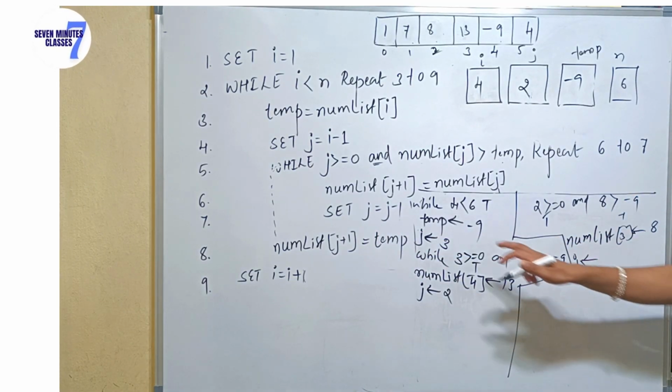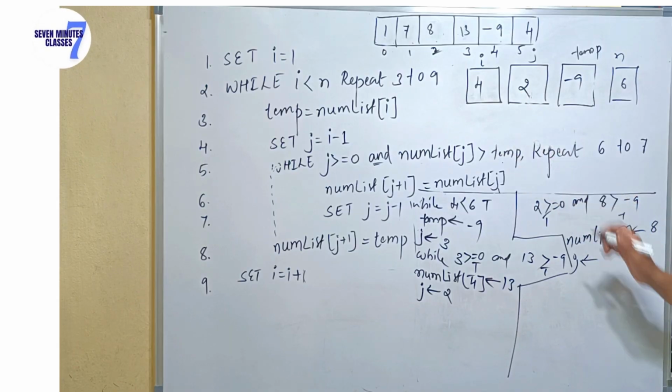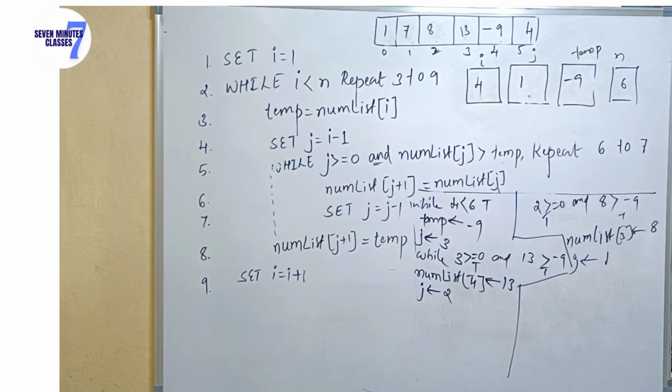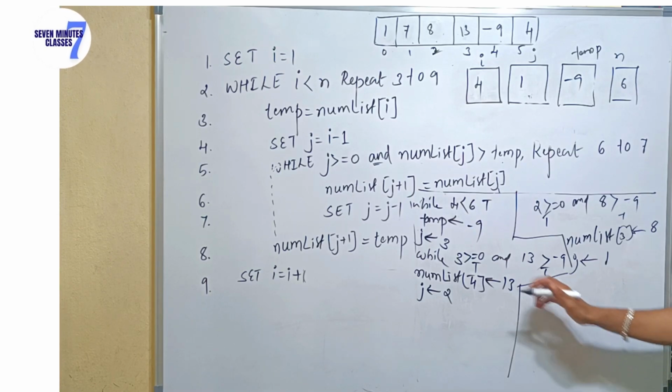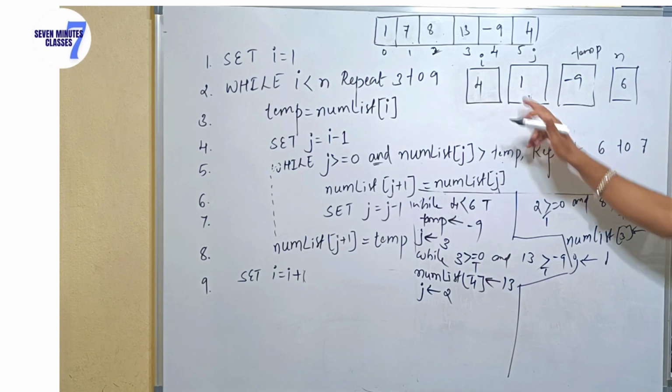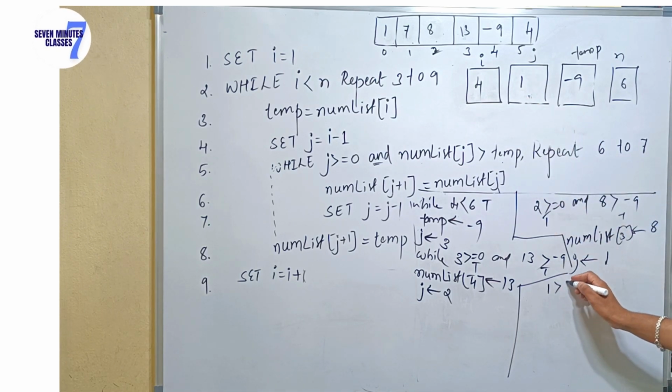j becomes j minus 1. j was 2, 2 minus 1 is 1. This value will now become 1. The loop is not yet completed, so go back to the loop. j is greater than or equal to 0. Then what is the value of j? It is 1. 1 is greater than or equal to 0.